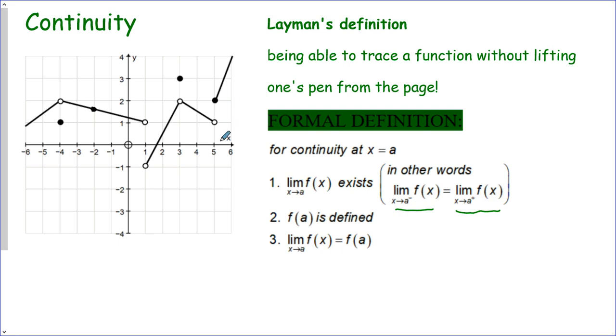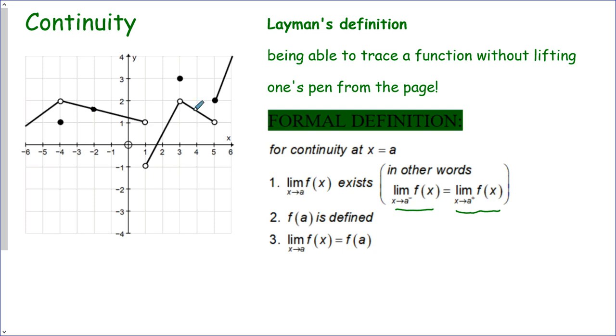for example, at x equals 5, here the left and the right hand limits are not equal. So this one actually fails the first part. The limit at 5 does not exist. Right, so it's discontinuous at 5, and we call this a jump discontinuity or a non-removable discontinuity.